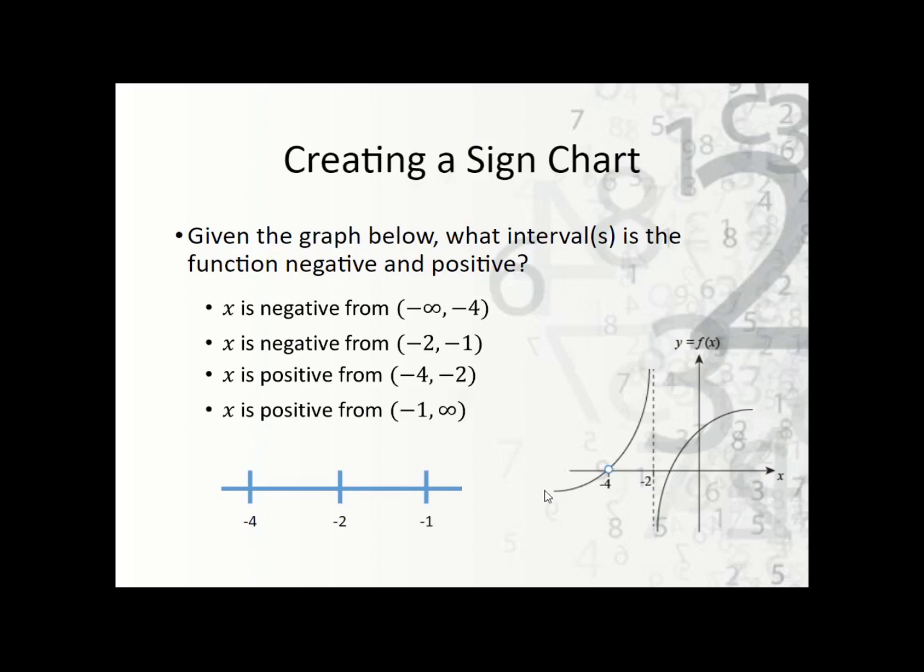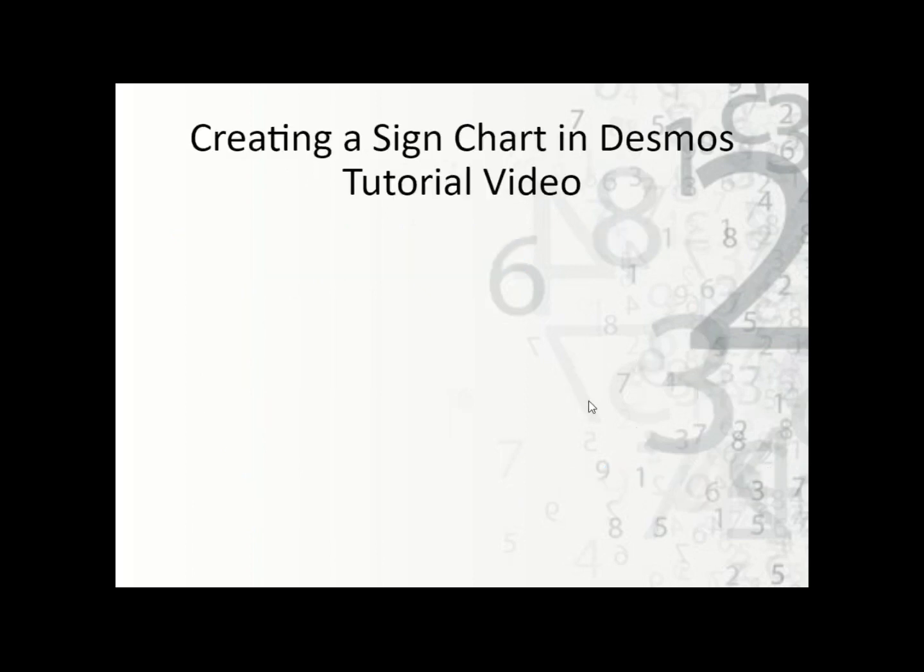So I was negative to start. So that negative goes here. Then it turned positive. So I put a positive here. Then on the other side of negative 2, I started negative and then turned positive. So it goes just like this. So this would be the sign chart that represents this.